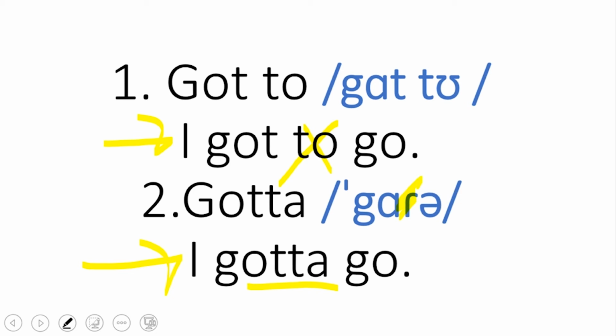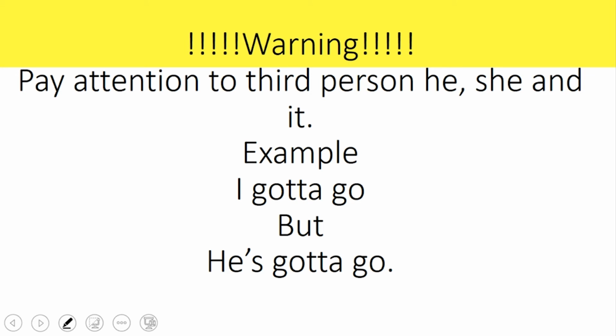And this sound right here is called a flap, which is a very quick movement of the tongue. It's a sound that some languages do not have. So it's not gotta, and it's not gotta, it's gotta. So keep that in mind when you hear people say this word. Also, pay attention to the third person, he, she, and it. So, I gotta go, but he's gotta go. So, he, she, it, you must include the verb is or to be.